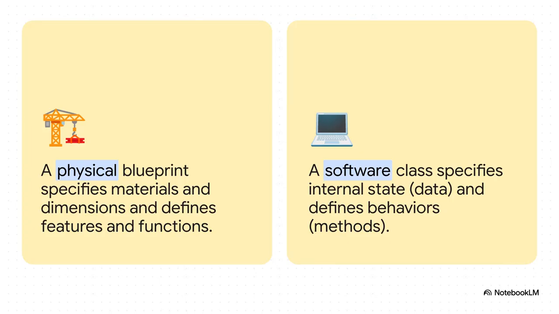And you know what? This blueprint analogy is absolutely spot on. Think about it. A physical blueprint for a house specifies the materials and dimensions. Well, a software class specifies the object's internal state, its data. The house blueprint defines features, like doors and windows. The class defines the object's behaviors, what it can actually do. It is the exact same concept, just applied to code.